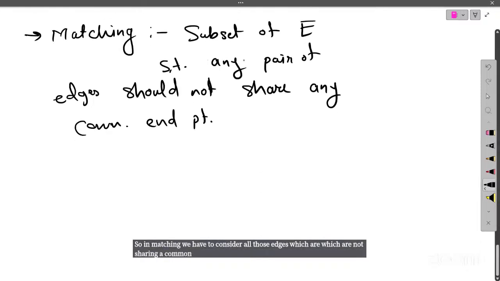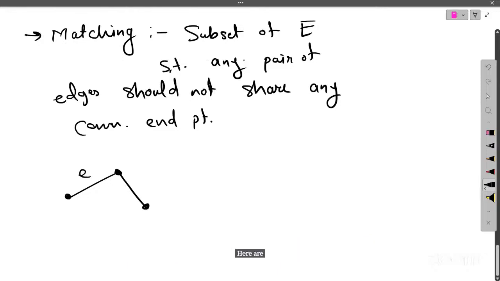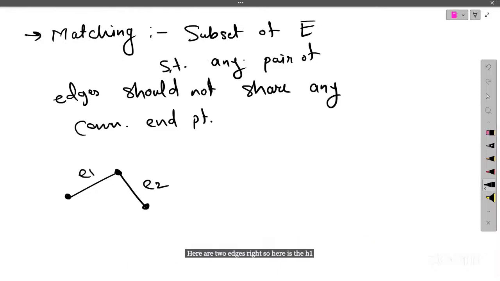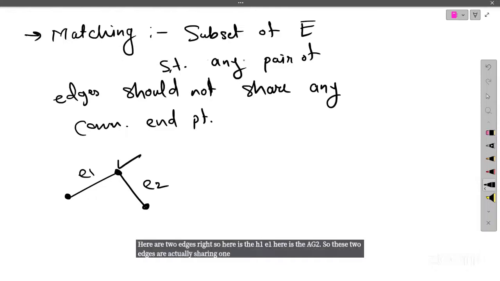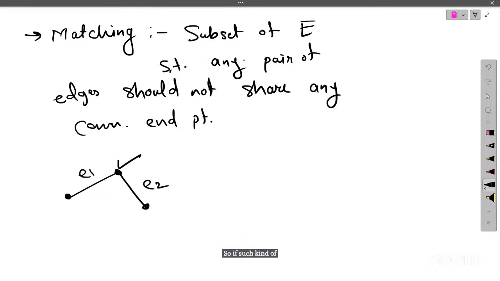So for example, if you have a graph in such a way, here are two edges, right? So here is the edge E1, here is the edge E2. These two edges are actually sharing one common endpoint, which is this vertex. Okay. So in a matching, we cannot take both of the edges together. Either we have to consider E1 or we have to consider E2. So if such a scenario happens, then in a matching, we cannot take both of them.